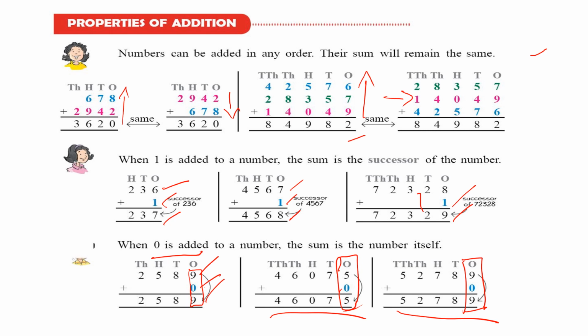Yes, here we studied 3 properties. You can flip the numbers, that is, you can interchange the place of the numbers and add them. That is the first property. The second property is to find the successor, we add 1. When we add 1, we get the next number. Third one, when 0 is added to any number, the answer is the same number. This is what we studied here. Right? Understood? Yes.